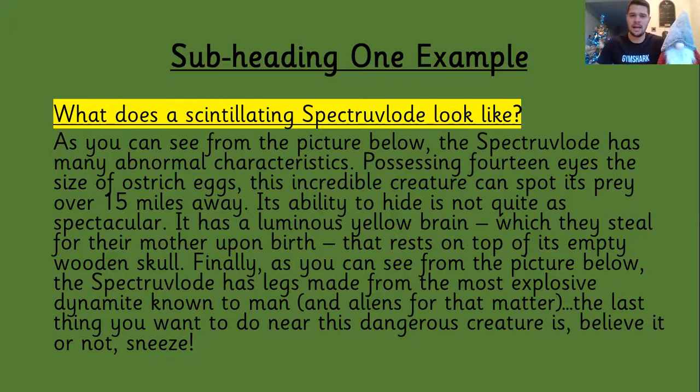The spectral has many abnormal characteristics. Possessing 14 eyes the size of ostrich eggs, this incredible creature can spot its prey over 15 miles away. Its ability to hide is not quite as spectacular. It has a luminous yellow brain, which they steal from their mother upon birth, that rests on top of its empty wooden skull. Finally, as you can see from the picture below, the spectral has legs made from the most explosive dynamite known to man, and aliens for that matter. The last thing you want to do near this dangerous creature is, believe it or not, sneeze.